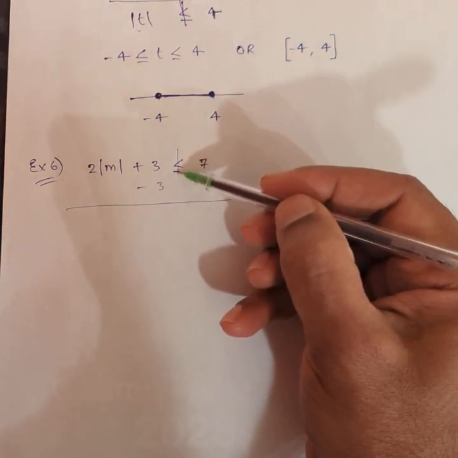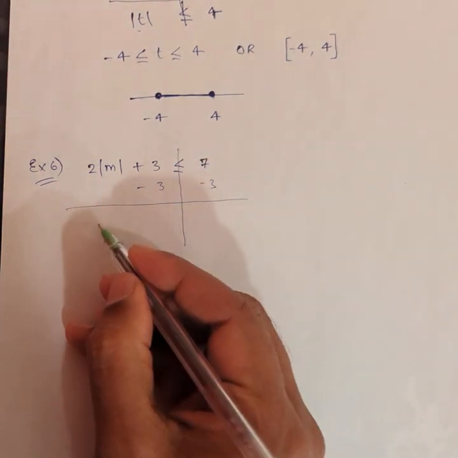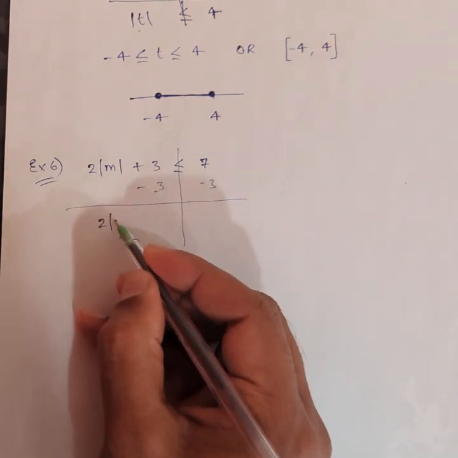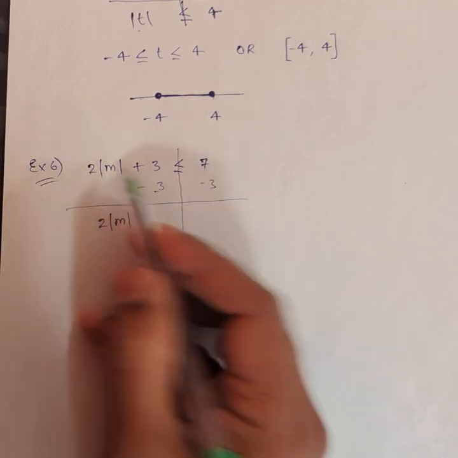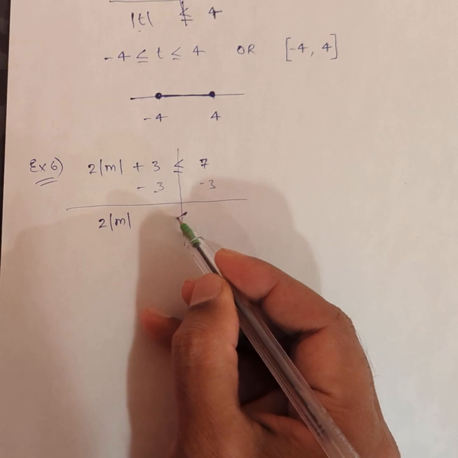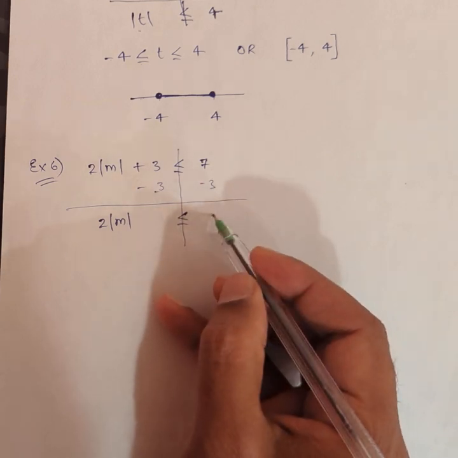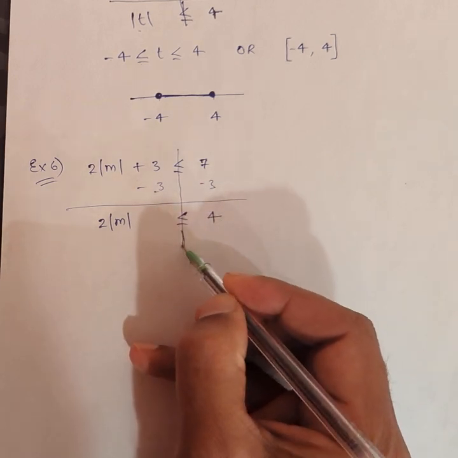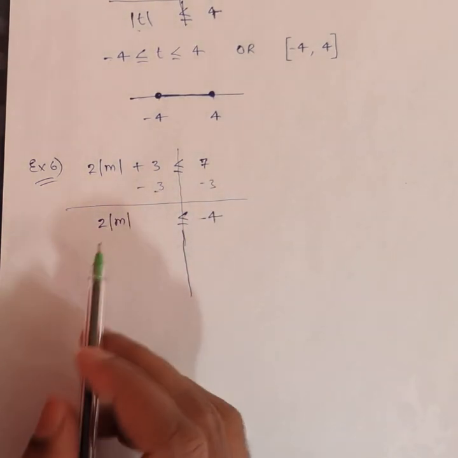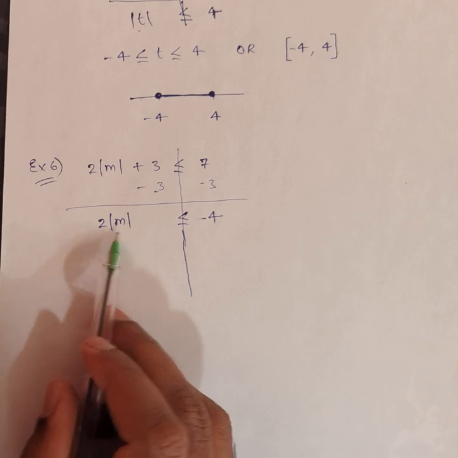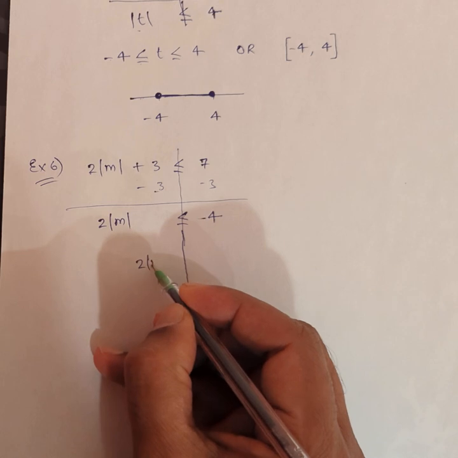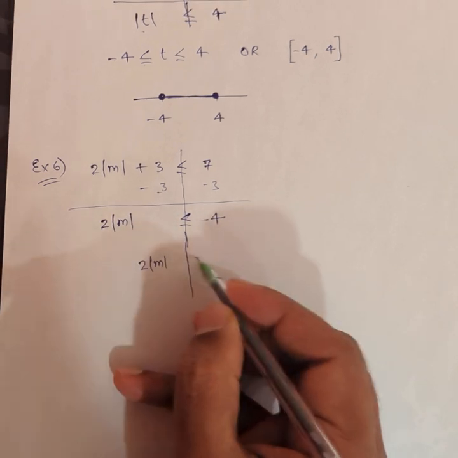So let's do it. Then the plus 3 minus 3 cancel each other out. I'm left with 2 times the absolute value of m is less than or equal to 7 minus 3, which is 4. Okay, so this looks a little bit better than what I had before, but I still need to get rid of the 2 in front of absolute value of m. And since it's multiplying, I'm going to divide.